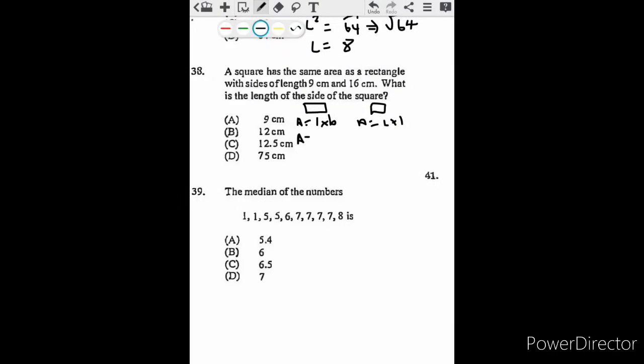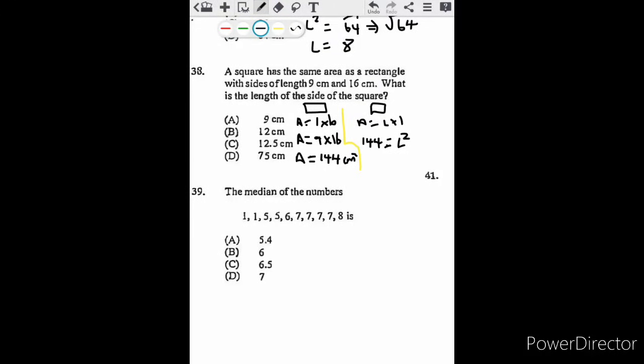Area of a rectangle, we have 9 times 16. Simplifying that, 9 times 16 is equal to 144 centimeters square. Now finding the area of our square. We know the area is the same for both rectangle and square. So therefore the area is equal to 144 centimeters square, and that is equal to length square, which is L times L.